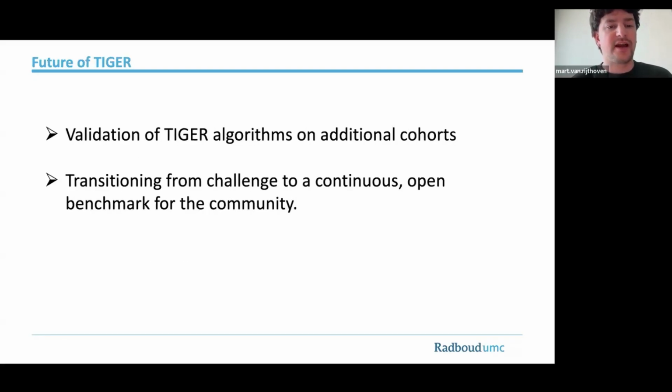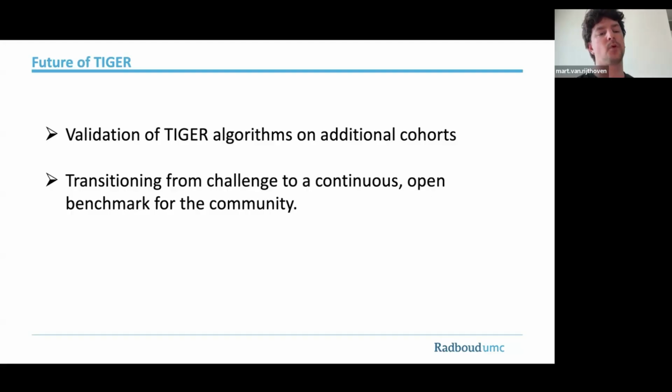So then the future of Tiger, very interesting. I'm not at Radboud UMC anymore, but at Radboud UMC, Francesco Ciompi and also Roberto Salgado are using these Tiger algorithms to apply them on even more data. So that's a really cool thing, and probably we will see some results soon.